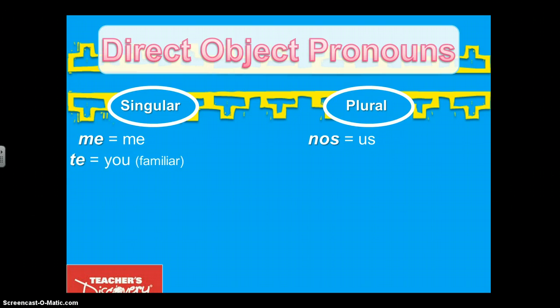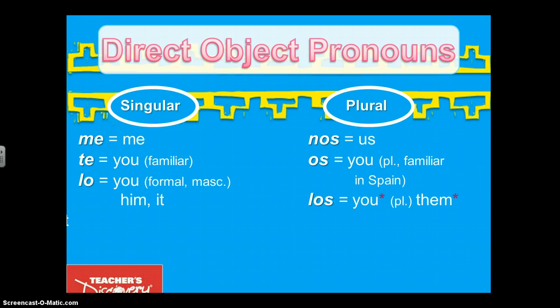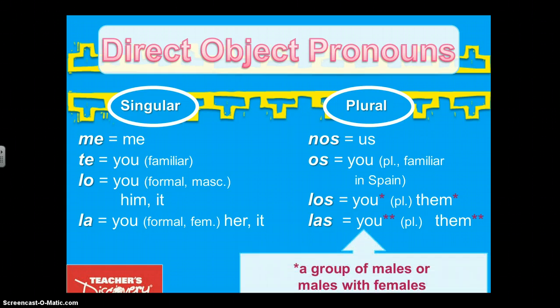Notice in Spanish, we have direct object pronouns. We have me, te, lo, and la. Those are all singular pronouns. We will be concentrating on lo and la today as we work with food. Plural: nos, os, los, and las. Notice how los and las mean them, and essentially are the plural of lo and la.